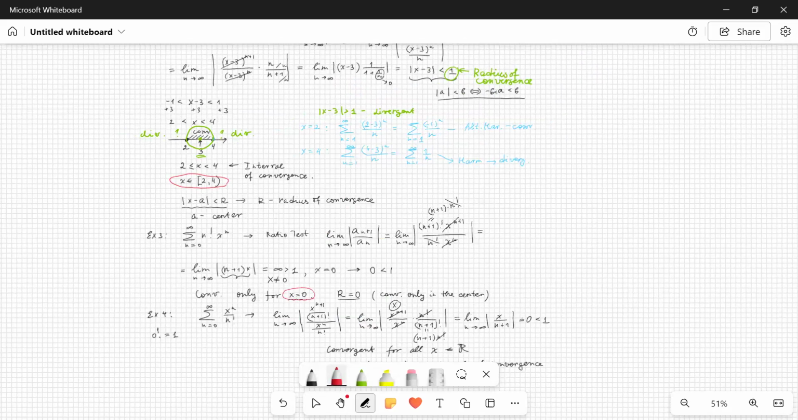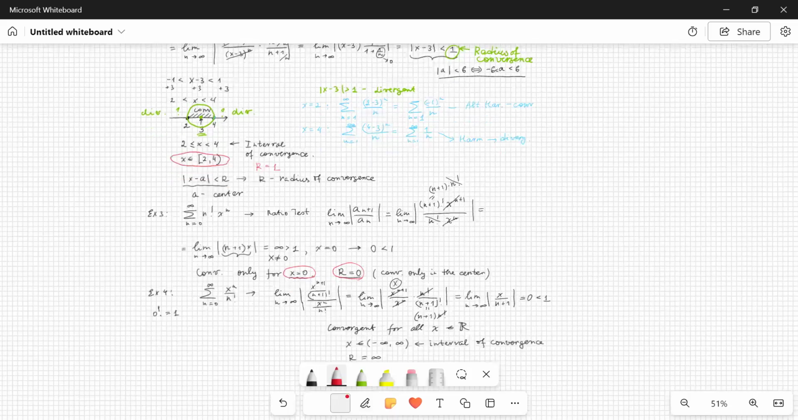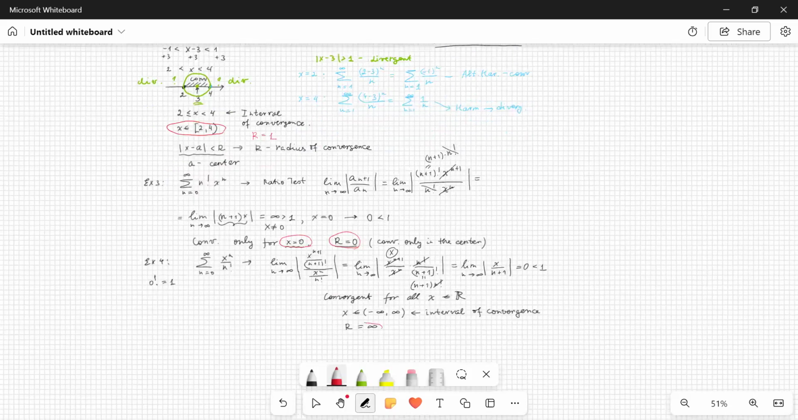Did I write down the radius here? Well, I did not write down the radius, but the radius was equal to 1 here, right? The radius is equal to 0 at only 1 point. The radius is equal to a number, and you have the interval. In the last example, the radius equals infinity, and the interval is actually the whole number line. This is going to be the case for all power series.